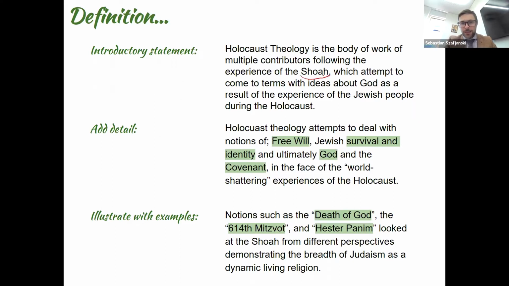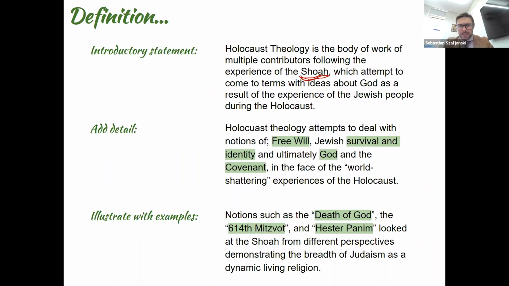This word Shoah is the Hebrew word for Holocaust, which I'll give you the definition of a little further down the track in our next slide, I think. But all these ideas attempt to really come to terms with all their previous ideas about God as a result of the Jewish people's experiences in the Holocaust. We'll have a little bit of a look at the context of that in our next slide. It's really important that we understand that this was a rich understanding of God over a number of centuries and millennia that had sort of evolved to what it was, and then they had this massive earth-shaking, world-shattering event.